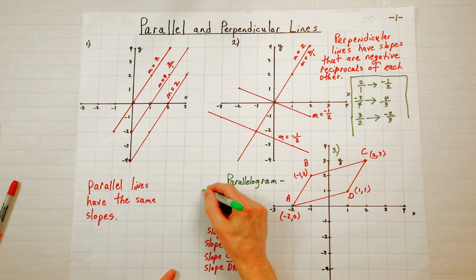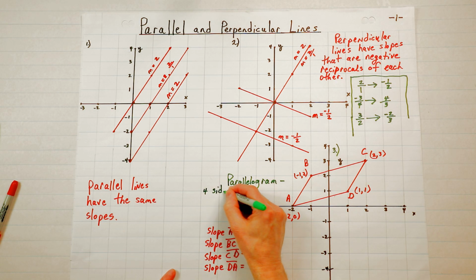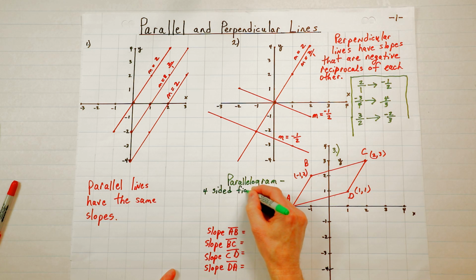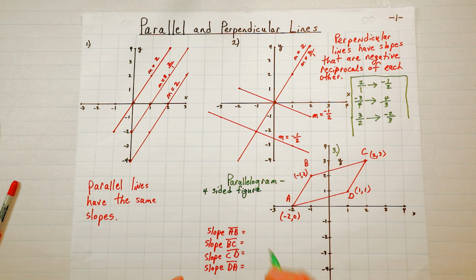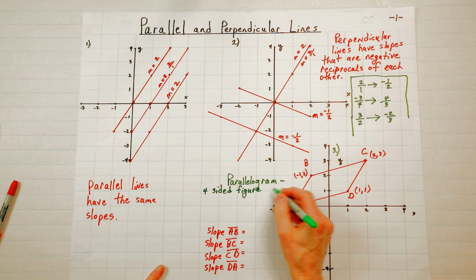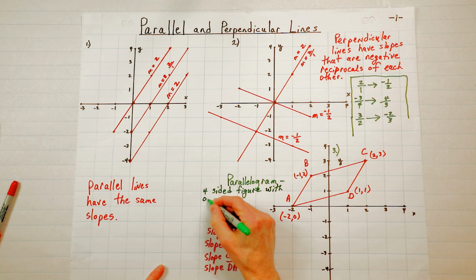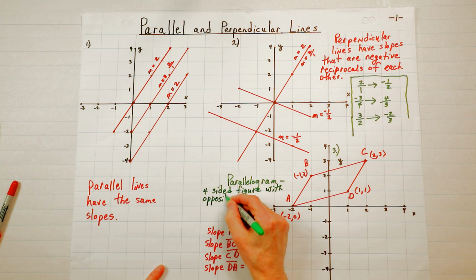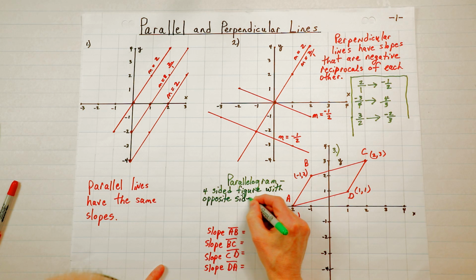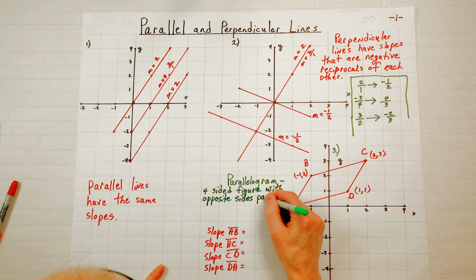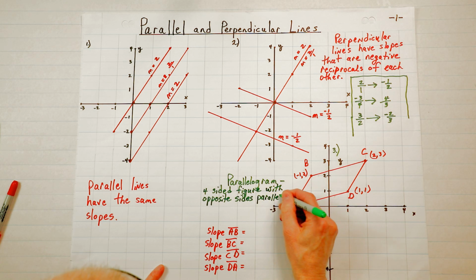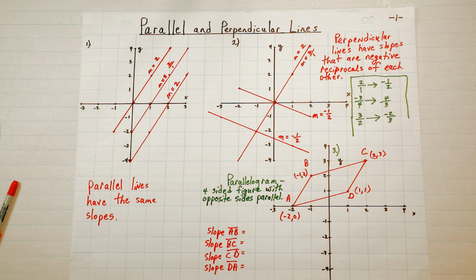Well, the first thing is it's a four-sided figure. Another name for four-sided figure begins with Q, quadrilateral. It's a four-sided figure with opposite sides parallel. Parallelogram, four-sided figure with opposite sides parallel.